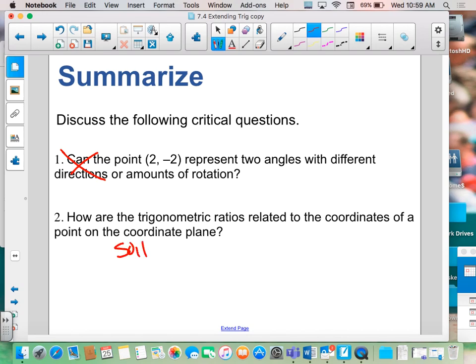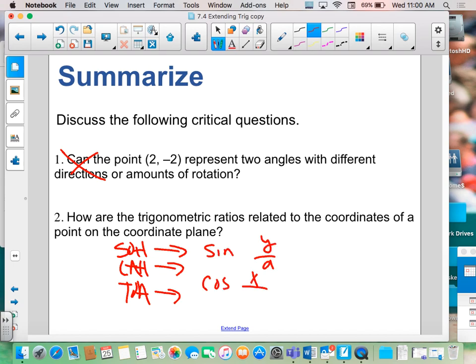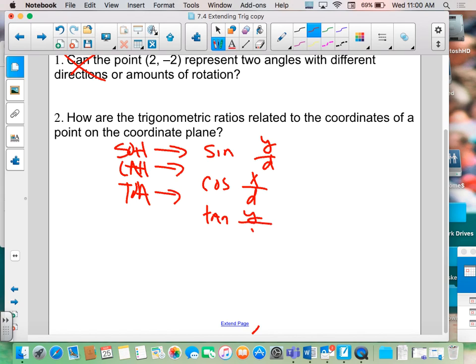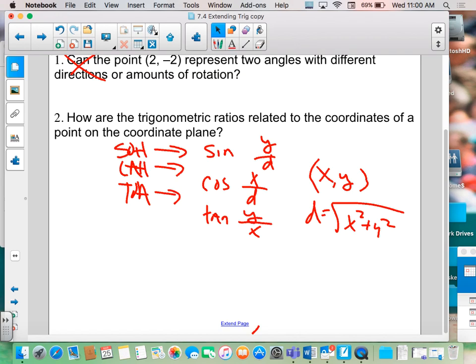So how does SOHCAHTOA match up with coordinates? Well, sine is what? Y over d. Cosine, x over d. Tangent, y over x. All right, and remember the coordinate is x, y. And how do you find d? Good old Pythagorean theorem. All right, so there's extending your trigonometry.